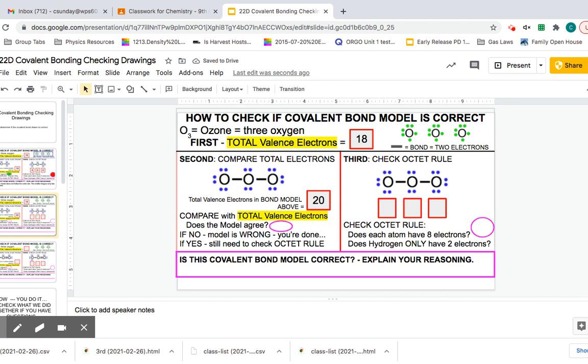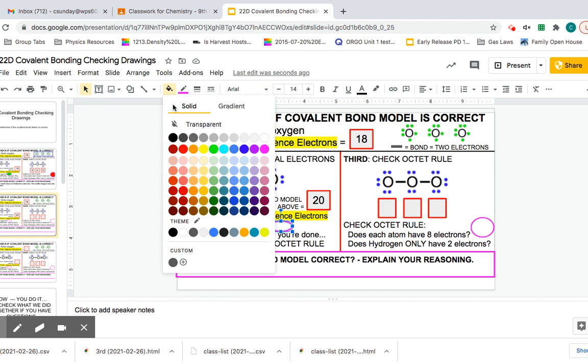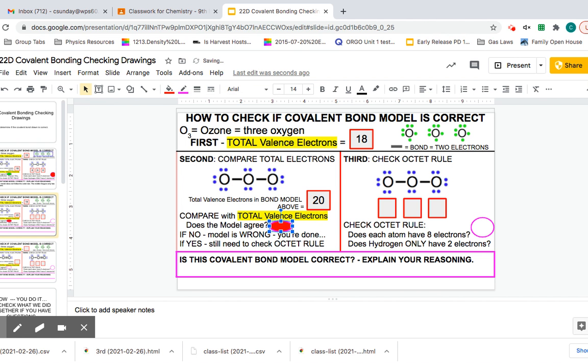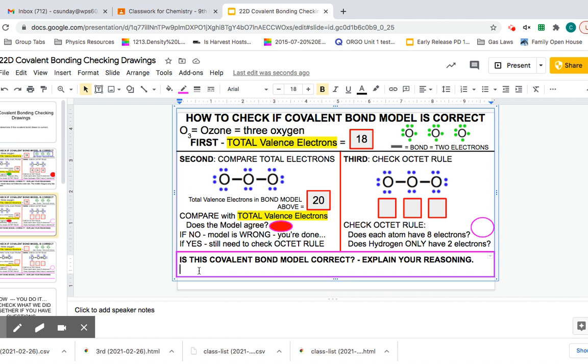So now we need to compare the total valence electrons, and do the models agree? So we have 18 up here, and we have 20 down here. So those do not agree, so we fill this in as red. At that point, what we do is stop. We stop because the model is wrong. So you're done. You do not need to keep going on to the third step.